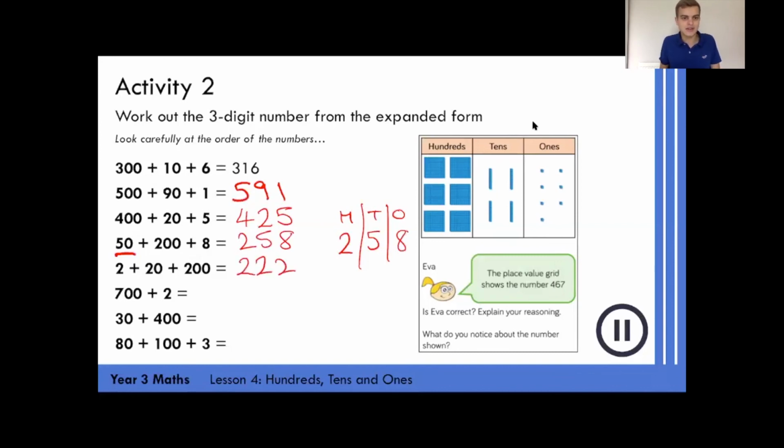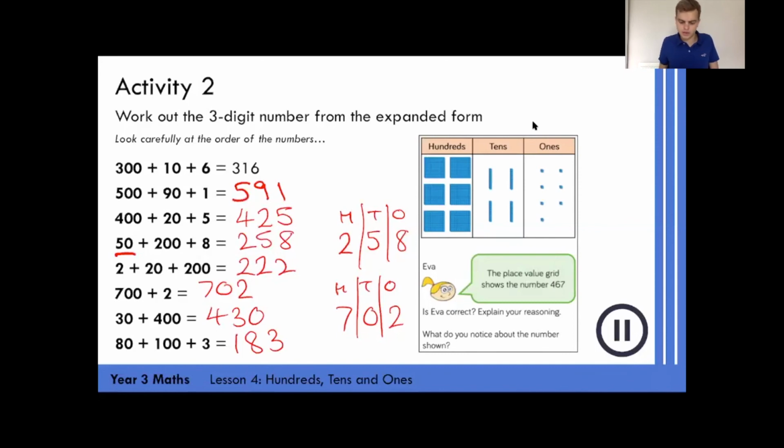222. 702. I'm going to do my hundreds, tens, and ones again here. 7 hundreds, yeah. 2 ones. Oh, got no tens. So what would I put? You're absolutely right. I put a 0. 702. Again here, I've got 4 hundreds, 3 tens, but no ones. So what do I put in the ones? Well done, a 0. And then the last one, I've got 183. 1 hundred, 8 tens, 3 ones.